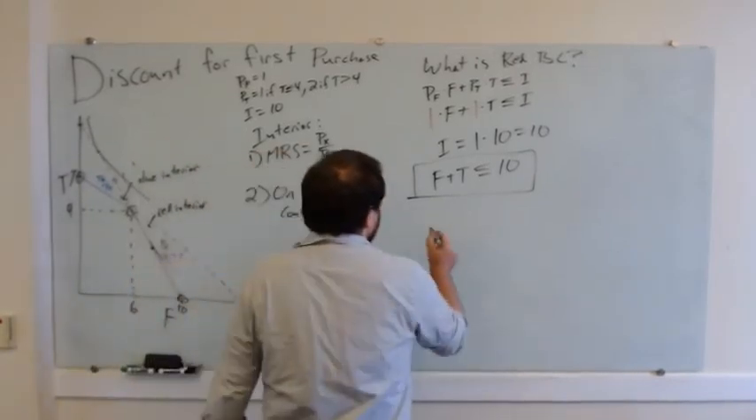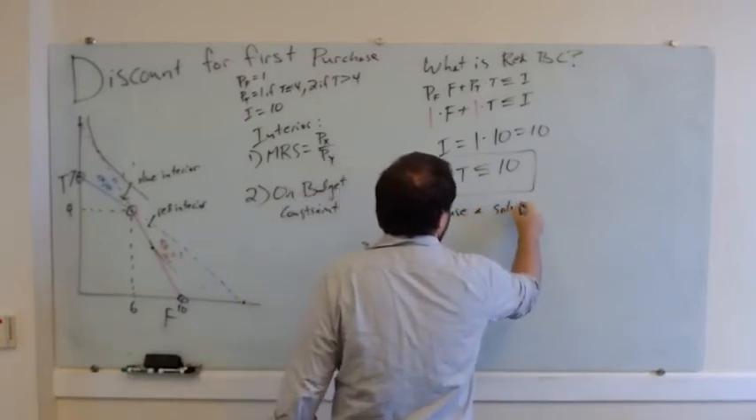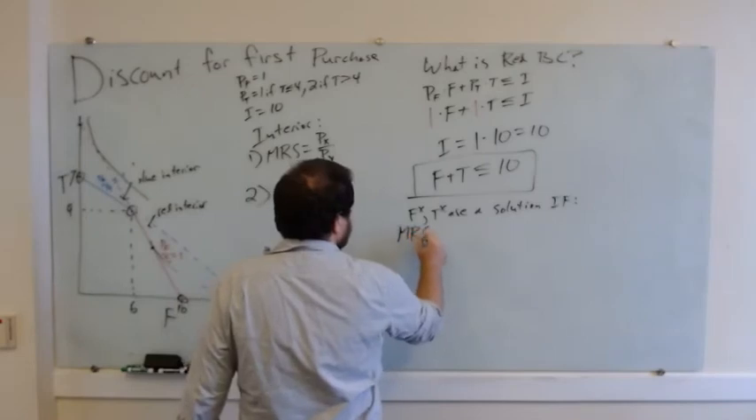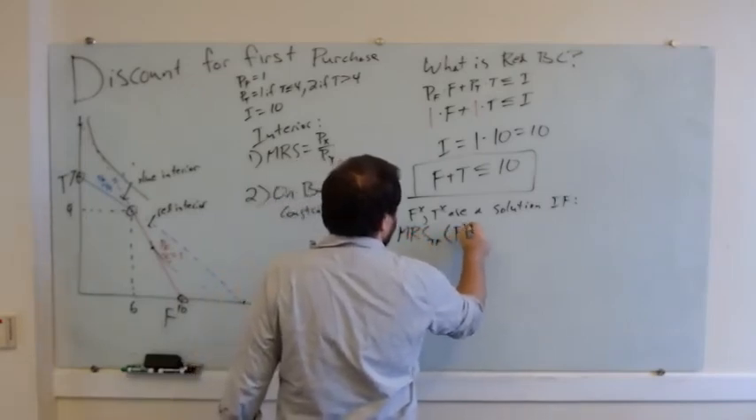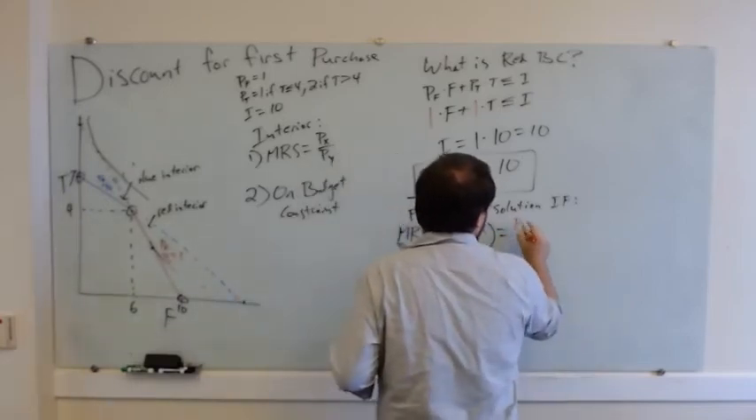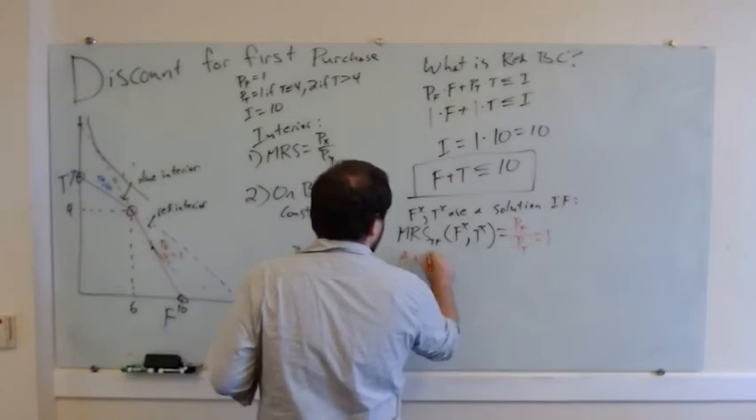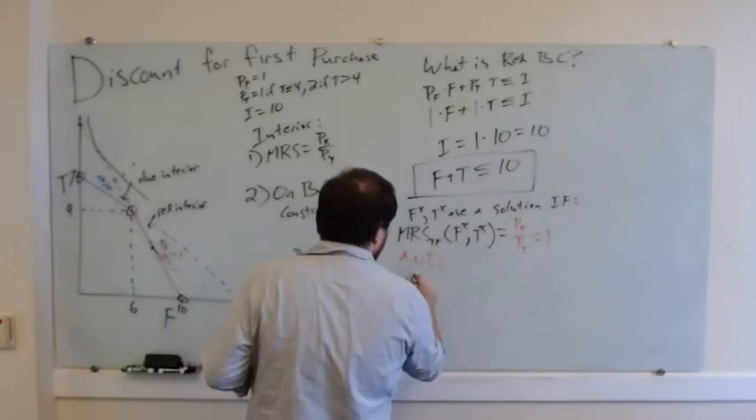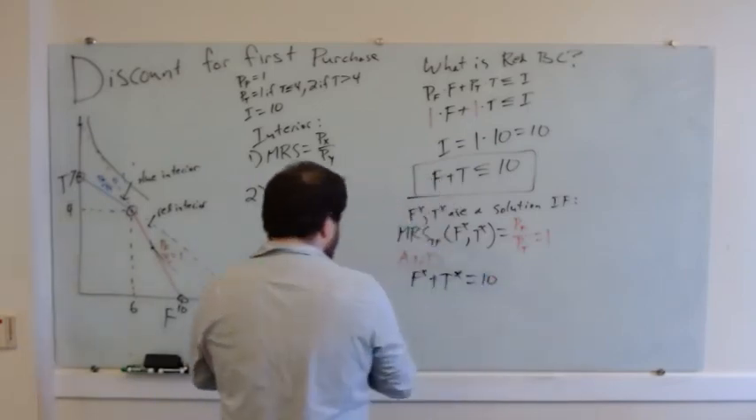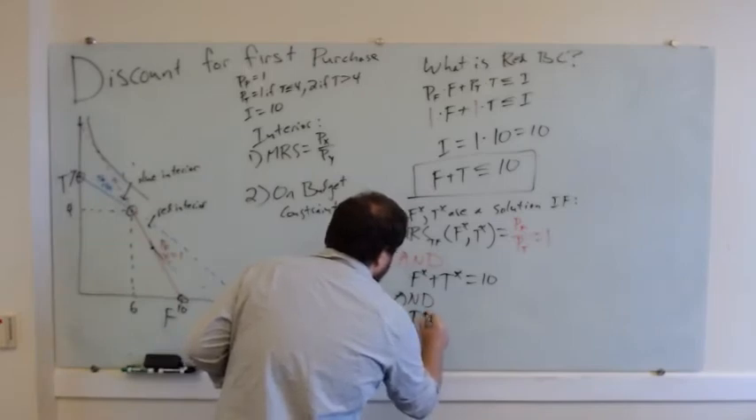Right, so we've got some combination of F star and T star that are a solution if the MRS calculated at F star and T star equals PF over PT, the red PF over the red PT, which equals 1, and F star plus T star equals 10, and T star is less than or equal to 4.